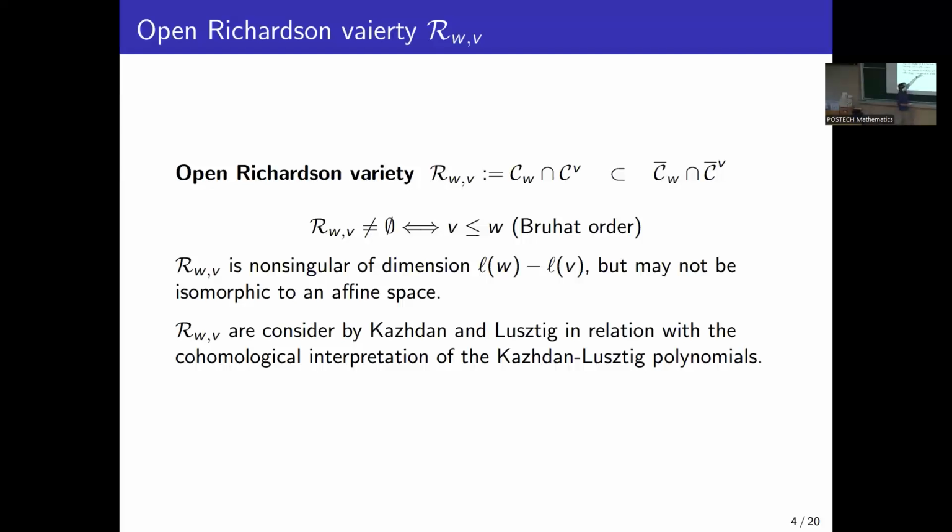So the left-hand side C_W is the Schwarz cell, and the right-hand C^V is the opposite Schwarz cell. So we take the intersection of the Schwarz cell and the opposite Schwarz cell.